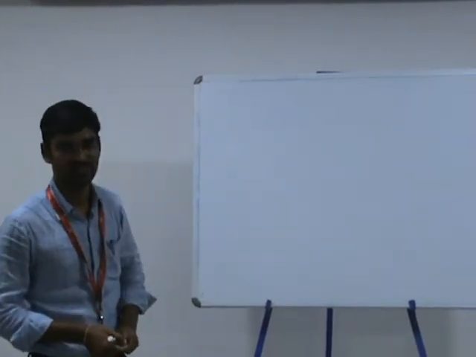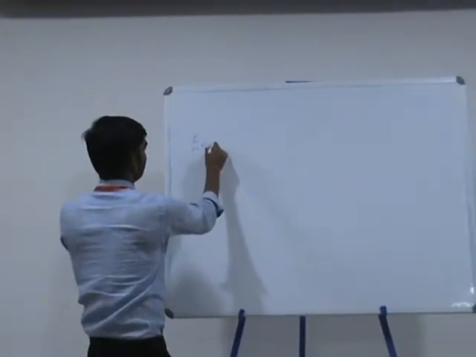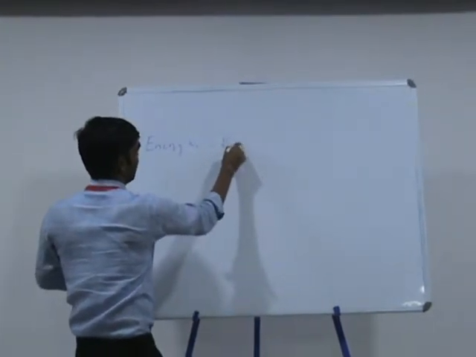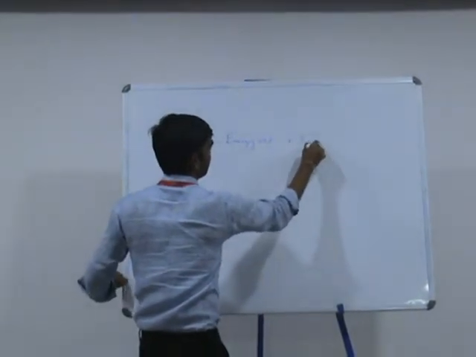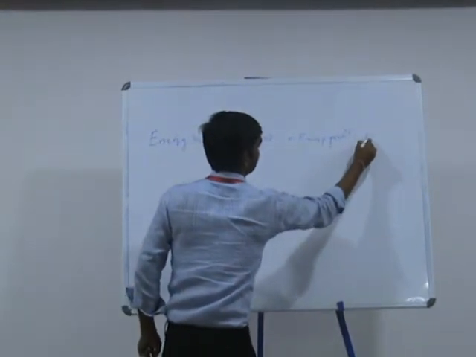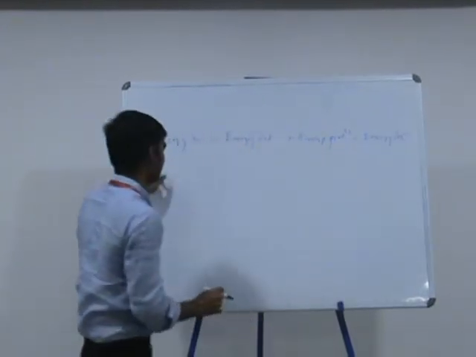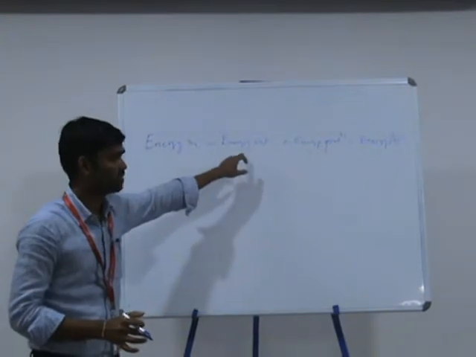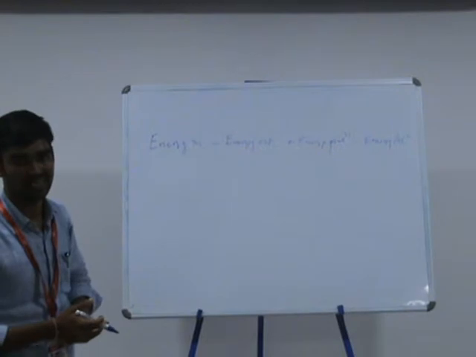The energy balance can be written as energy in minus energy out plus energy production is equal to energy accumulation. So this is the entire energy balance we can apply for any system. If you take energy in and energy out, and if there is any production in that system, it should be equal to the energy accumulation.